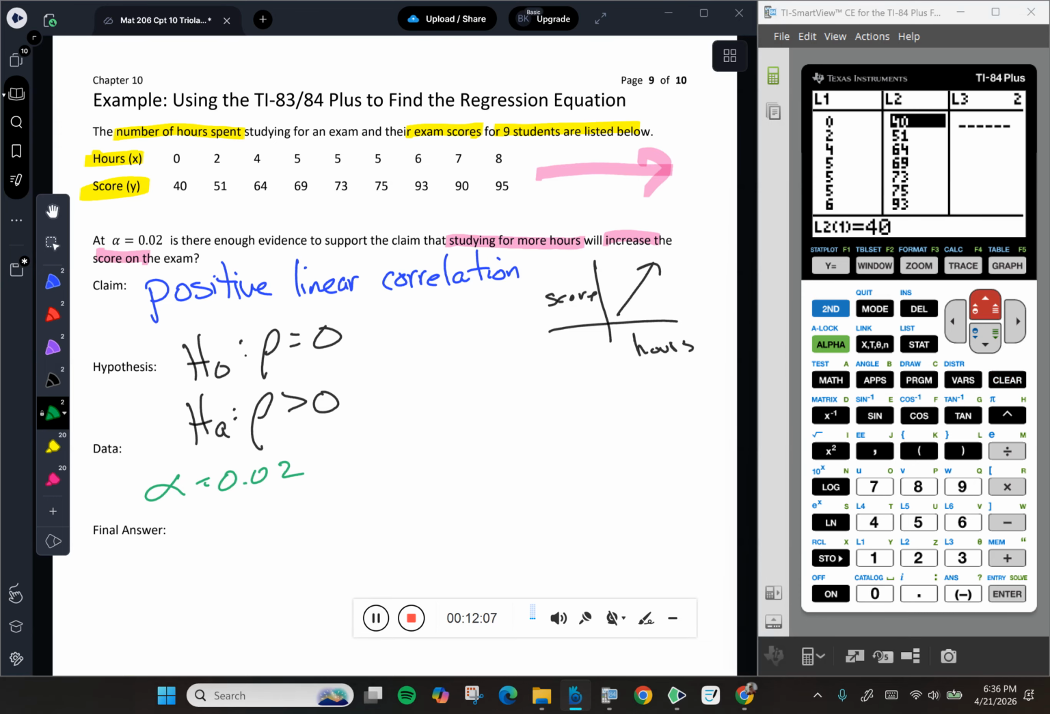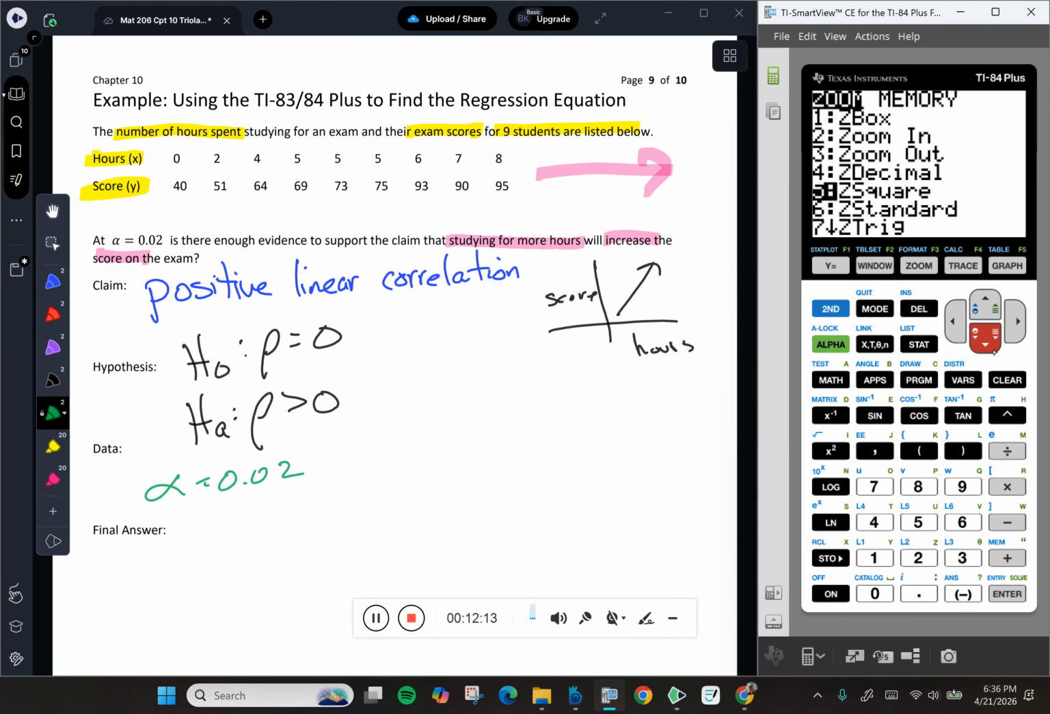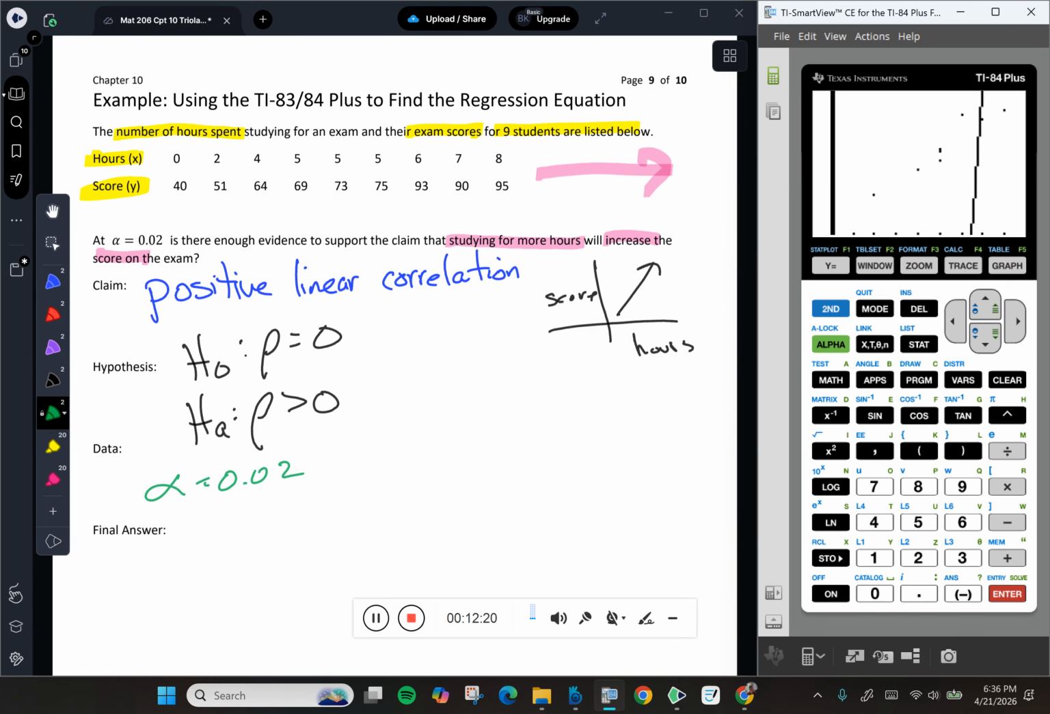All right, I've got the data in the calculator. Remember, I still have that stat plot turned on since I didn't turn it off. So all I have to do is zoom to a stat window, zoom 9. And what's that? Oh, let's clear that out of there.